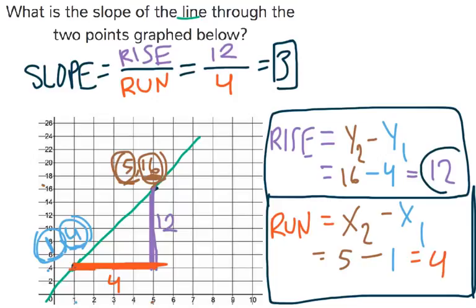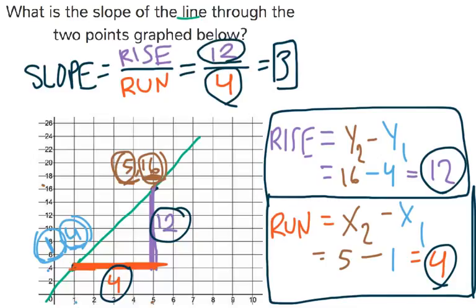So now I have my rise and I have my run. I can see that those are the same thing I found by counting here, 12 and 4, and that's why I did 12 divided by 4, and then I get my answer. My slope is 3. That's the slope of the line, found 2 different ways.